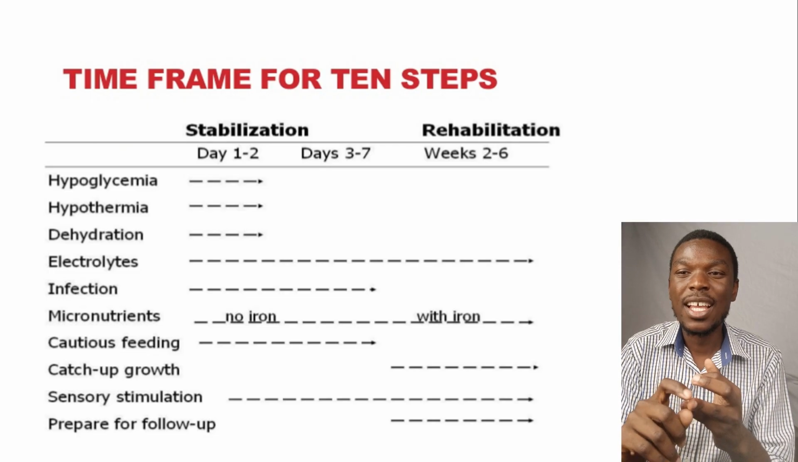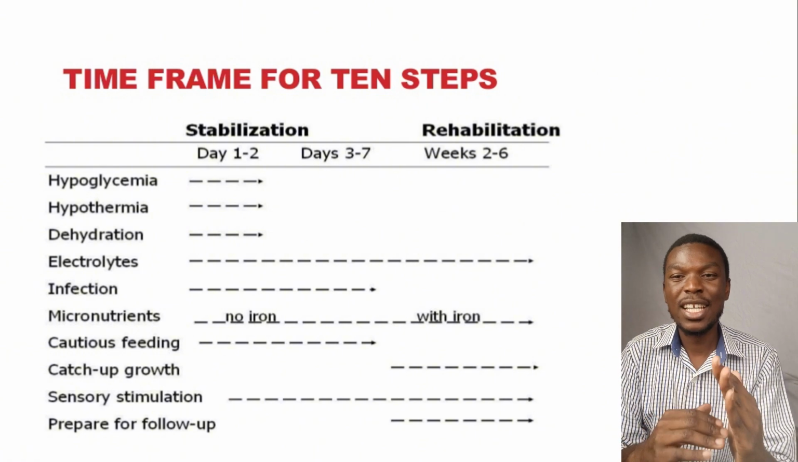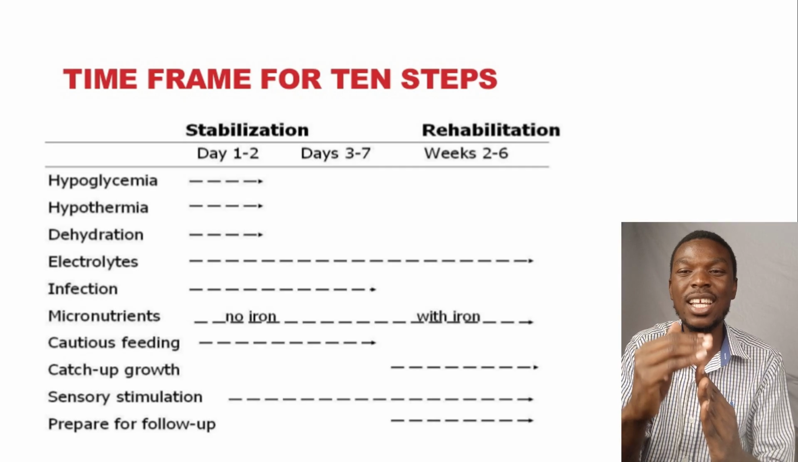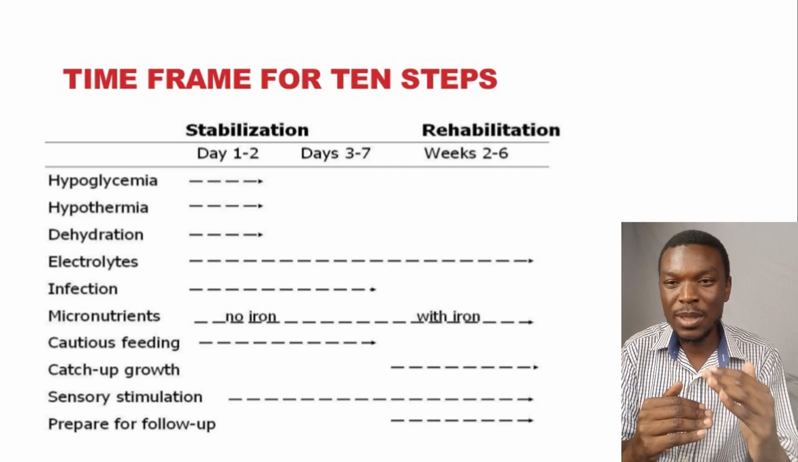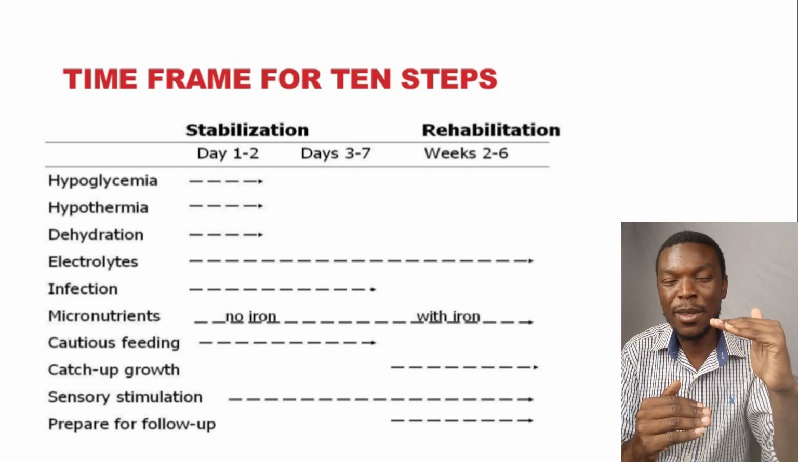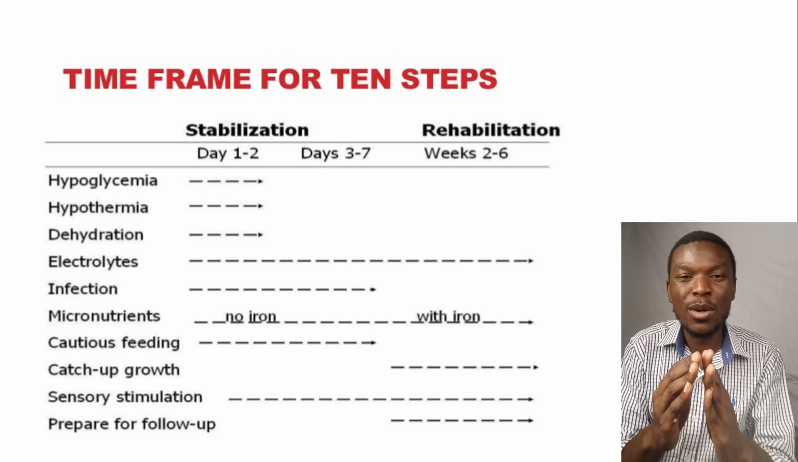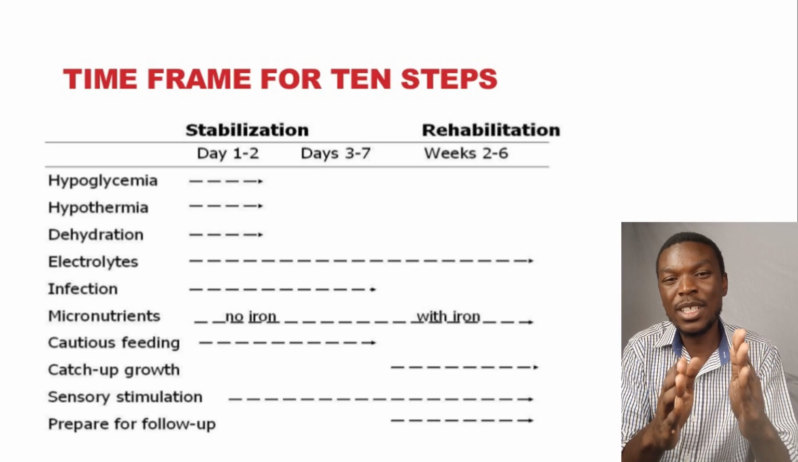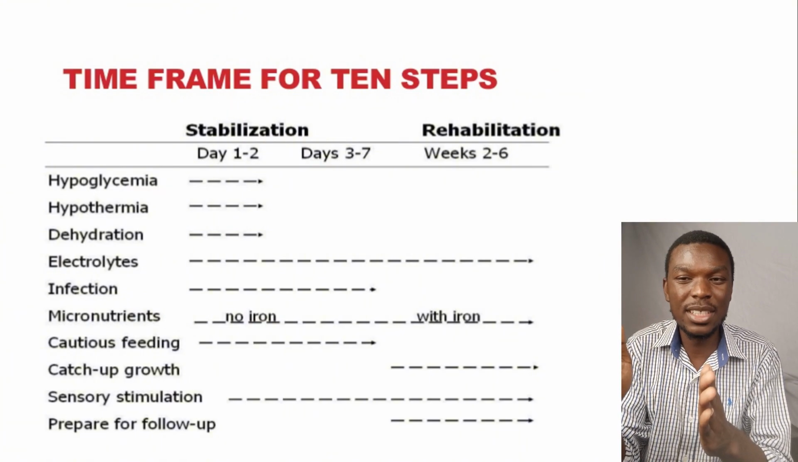Then after cautious feeding, after 7 days, that's when you start catch-up feeding. After you have now corrected the other problems that the patient has, and after you have fed cautiously, and you know that the patient has now been moved out of a situation where they can have a refeeding syndrome, that's why now you start catch-up feeding.